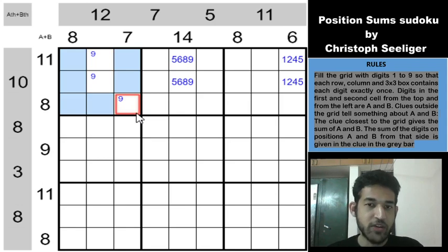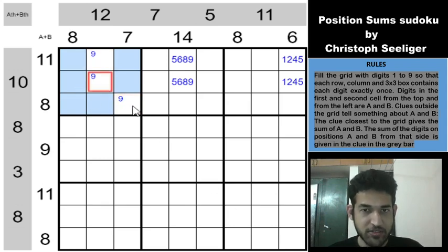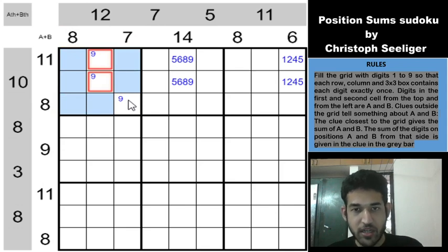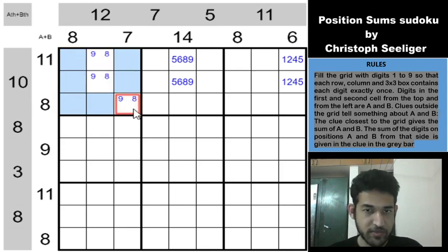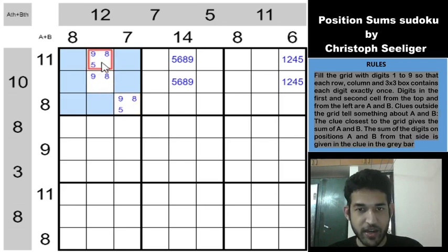And now 22 is either 9 plus 6 plus 7 or 9 plus 5 plus 8. But 9 plus 6 plus 7 is ruled out, right? Because we know that 8 cannot be in the blue cells, because then the sum will be more than 8 or 7. So which means that 8 also is confined to these cells. So now the total is apparent to us. So this is going to be 5, 8 and 9, right?